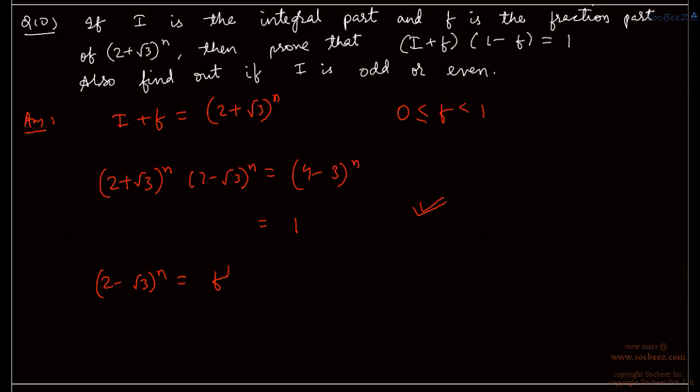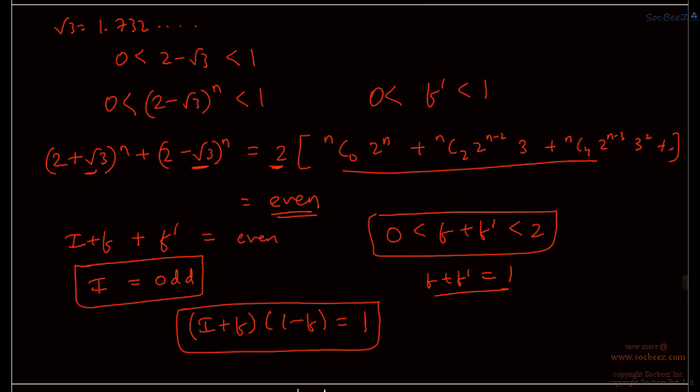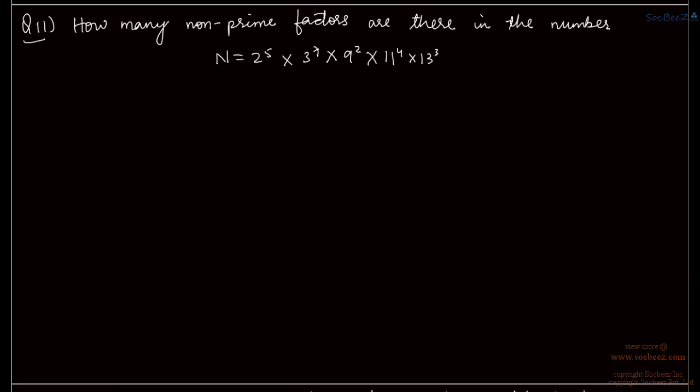So we have solved the question now. This was actually a very good question, right? You have to first use the fact that (2 + √3)(2 − √3) is equal to 1, and also the properties of fractions here, and so we deduce that I is actually odd. At the same time, we will prove the result that (I + f)(1 − f) is equal to 1.